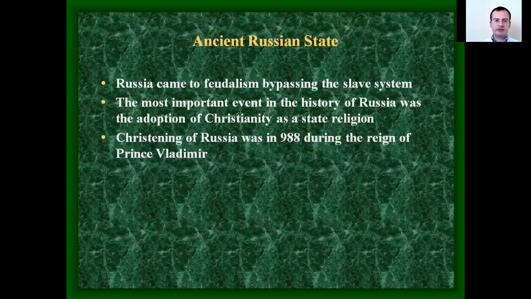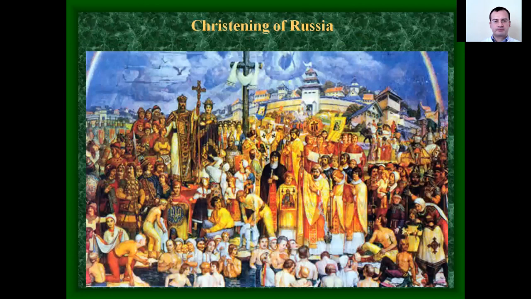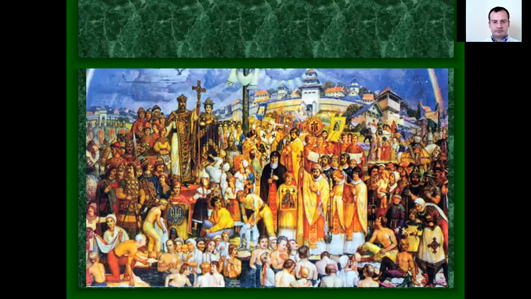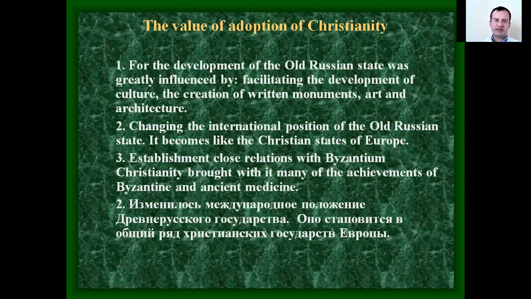The ancient Russian state. Russia came to feudalism bypassing the slave system. The most important event in the history of Russia was the adoption of Christianity as a state religion. The Christianization of Russia was in 988, during the reign of Prince Vladimir. The baptism of Rus. The value of the adoption of Christianity.